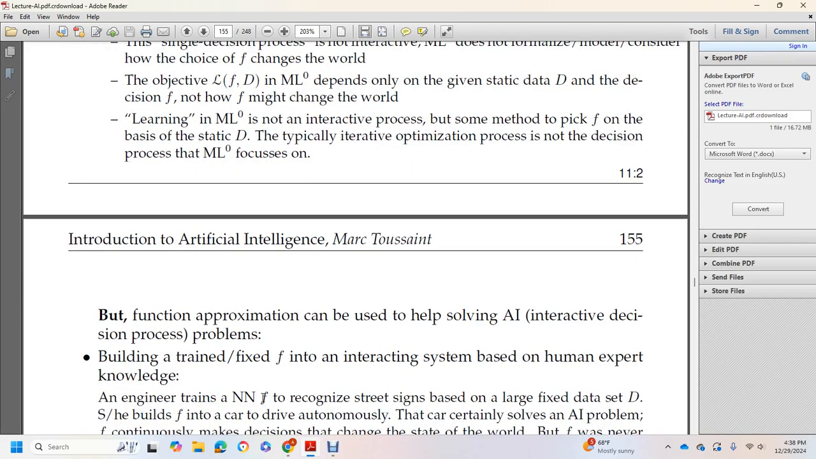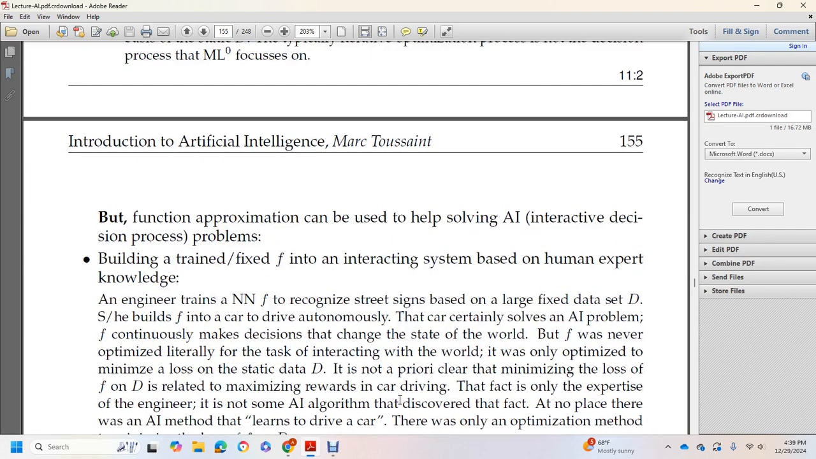But function approximation can be used to help solve AI interactive decision process problems, building a trained and fixed function into the interacting system based on human expert knowledge. Engineers train a neural net, a function, to recognize street signs based on a large fixed data set, and then build that function into a car driving autonomously. The car suddenly solves the AI problem. The function continuously makes decisions that change the shape of the world. The function was never optimized literally with the task of interacting with the world.